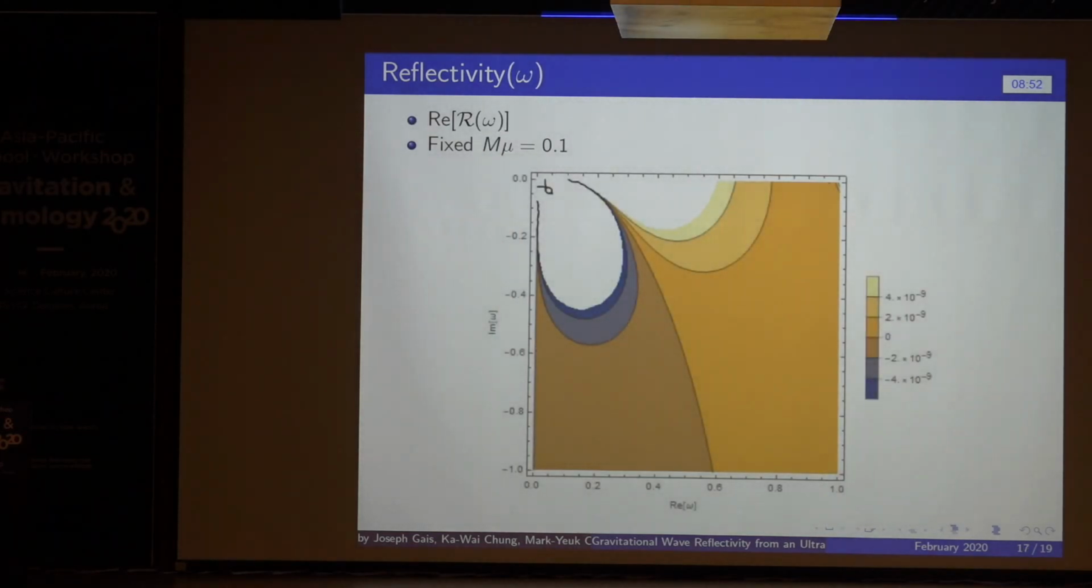Then I've also now in this plot fixed mu, fixed the ultralight boson mass, and calculated the real part of the reflectivity for a variety of frequencies. Now the first thing that might jump out to you here are these white parts. They look bizarre, but do not fear, that's just a result of the reflectivity in these regions being outside of the bounds of the contour plot. If you zoom in, they're much cleaner.